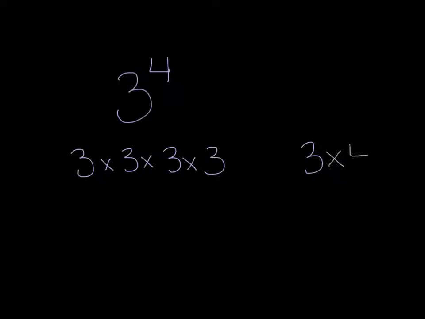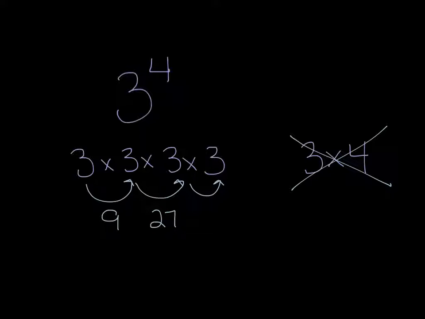It's important that we don't confuse 3 to the 4th power, which is written as 3 times 3 times 3 times 3, with 3 times 4, because those are not the same thing. 3 times 3 is 9. 9 times 3 is 27. 27 times 3 is 81. It is not the same as 3 times 4, which is 12.